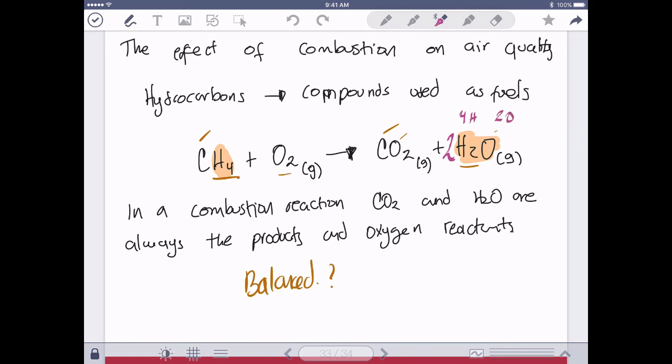With these 2 oxygen atoms, plus the 2 oxygen atoms that I have from the carbon dioxide, I'm going to have a total of 4 oxygen atoms in my products. So I need to add a coefficient of 2 in front of my oxygen from the reactants, and my equation will be balanced.